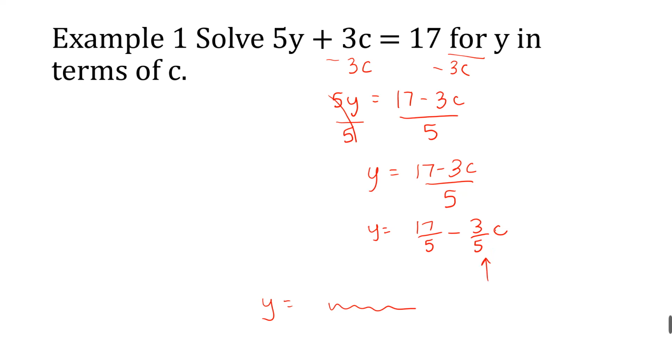We don't leave the c on the numerator. We write the numerical fraction by itself, 3 fifths, and then we put the c out to the side versus writing it the other way. It's not incorrect. I'm just letting you know what's proper grammar for math. We couldn't reduce 17 fifths or 3 fifths, so we leave it just like that.